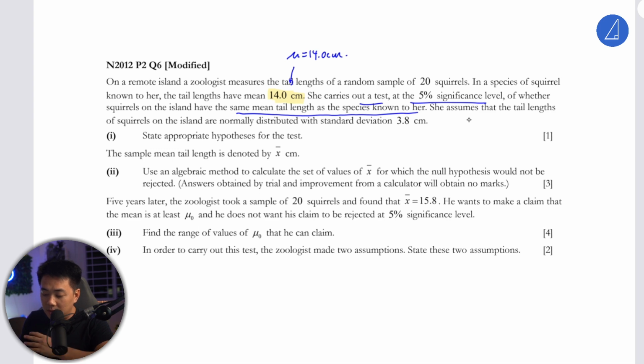Okay, so she assumes that the tail lengths of squirrels on the island are normally distributed and the standard deviation is 3.8 cm. So this is actually our population standard deviation. It's not the sample's standard deviation. Okay, so state the appropriate hypotheses for the test.